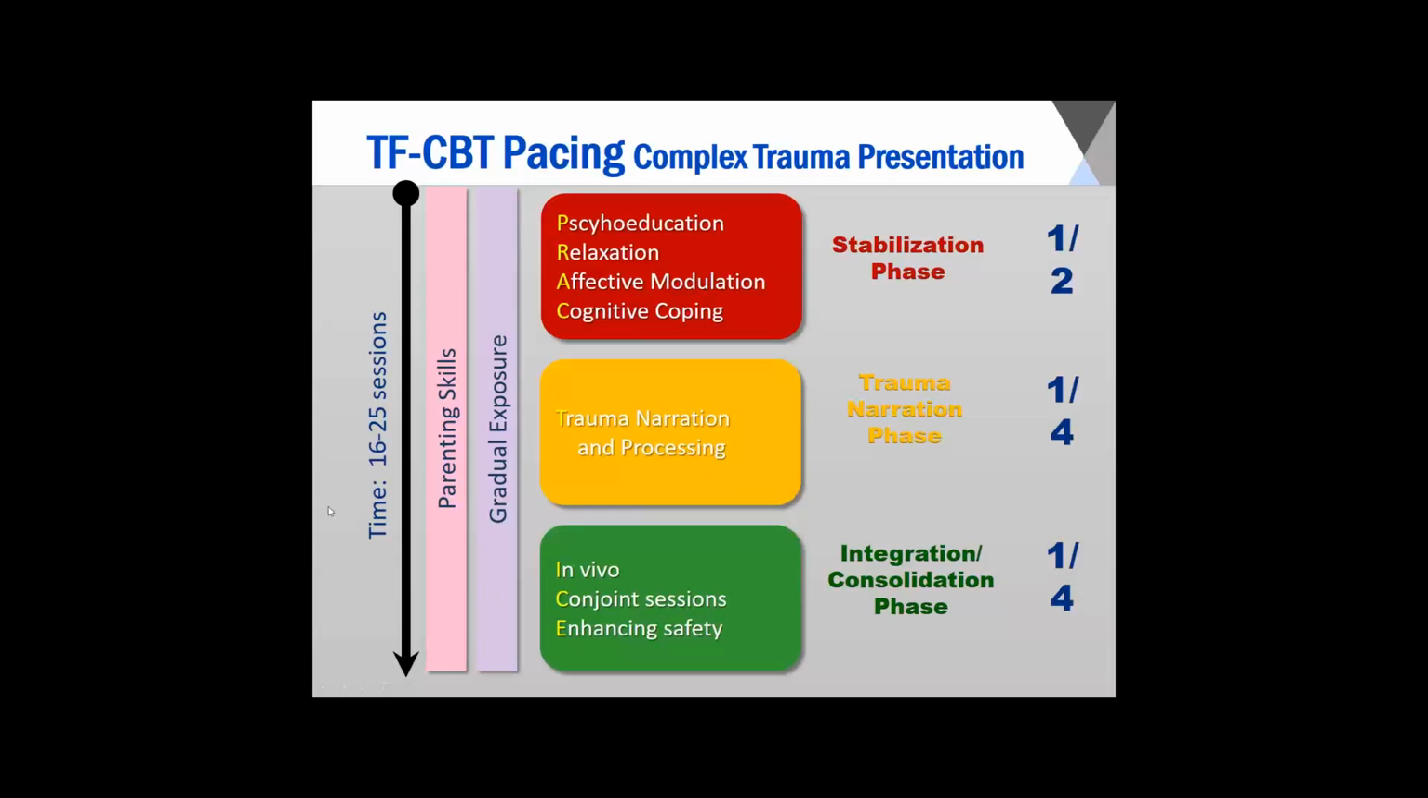But in cases with complex trauma presentation, there are a few differences. You'll notice on the left, the number of sessions has gone up, 16 to 25 sessions, maybe more typical. We're still doing parenting skills. We're still doing gradual exposure. But you'll notice on the right, we're spending different proportions of time in different phases. So let's just do 24 sessions because it's easy for me to do math.